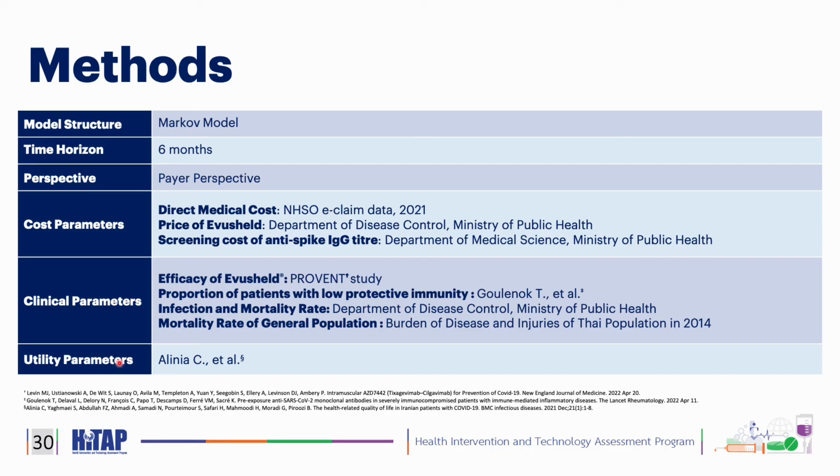Another parameter we might need to use is the utility parameter. This one we got from the literature review as well.